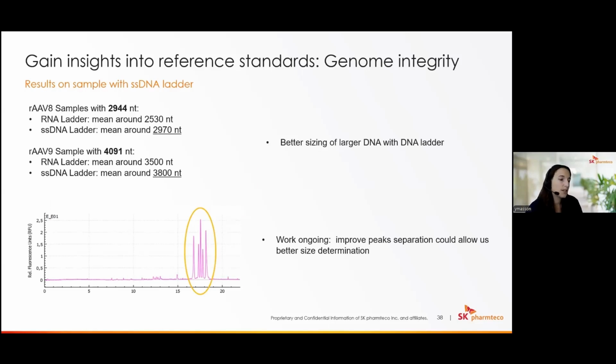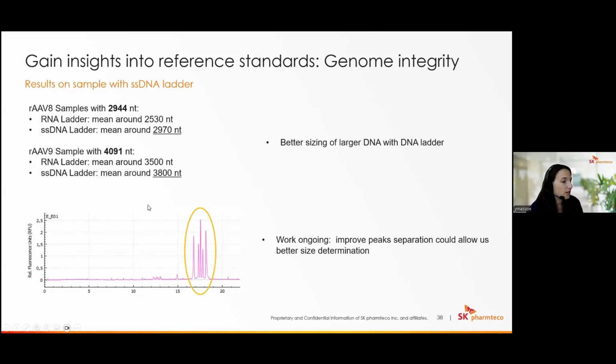When we use this second-strand DNA ladder to determine the size of our 2 AAVs, we found sizes closer to what would be expected in both cases, compared with the values obtained with the RNA ladder. This shows that using a second-strand DNA ladder is better for size determination for our product.